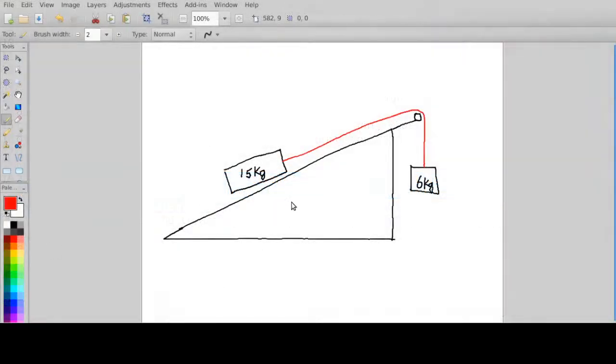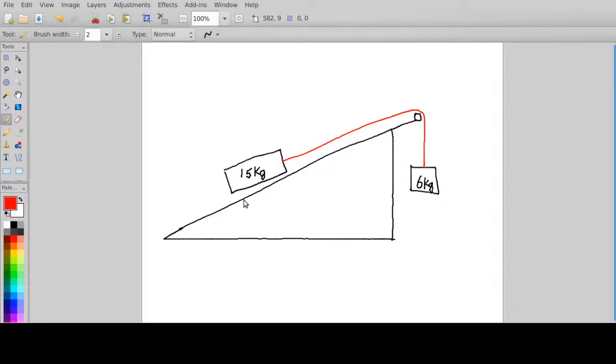Okay, so here's the picture. All right, there we go. And you can see this plane here, and there's the 15 kilogram mass on the plane, and it's attached by this red rope to the 6 kilogram mass dangling off of the end as shown. And the question is, how fast does this system accelerate? For part A, there is no friction. For part B, there's going to be kinetic friction, and for part C, there's going to be static friction.